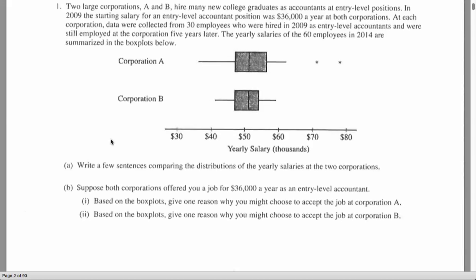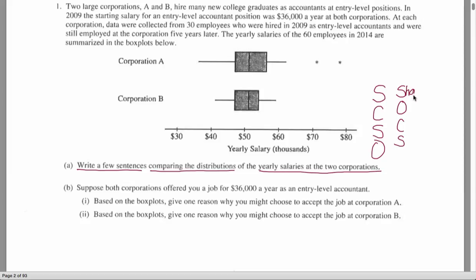In the directions, it does say write a few sentences to compare the distributions, and of course the context would be yearly salaries at two corporations. So generally speaking, students were supposed to comment about shape, center, spread, and outliers, or as some teachers like to teach it, the SOCS acronym.